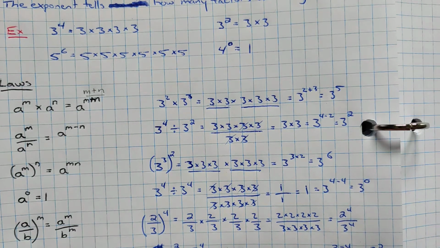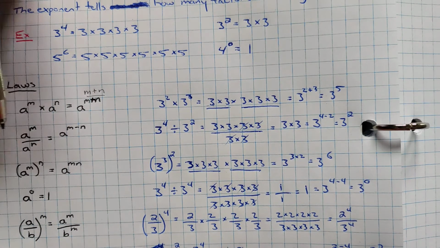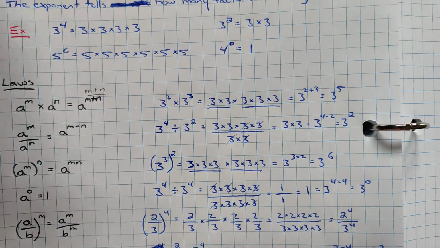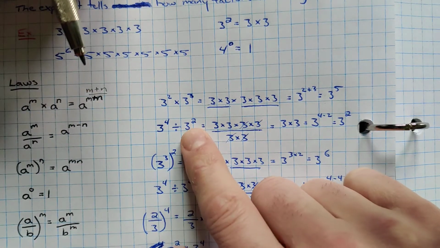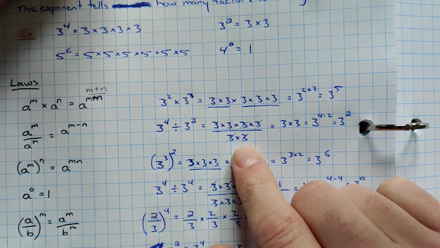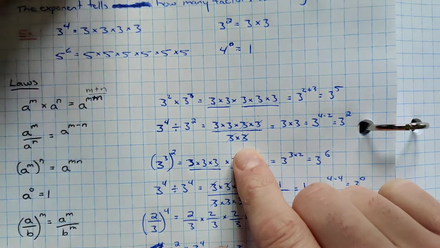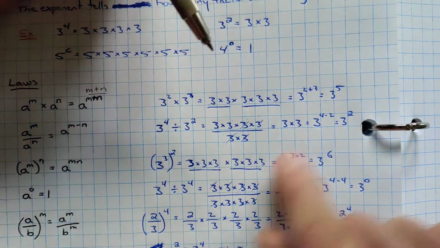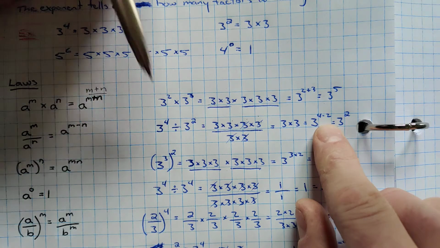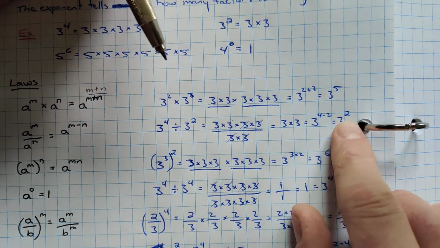In the case of division, it's the converse and we subtract the exponents. So a to the m over a to the n is a to the m minus n. So here we have 3 to the 4 divided by 3 to the 2. So I have 1, 2, 3, 4 3's over 2 3's. These pairs will cancel, and we're just left with 3 times 3, which is 4 minus 2, or 3 to the 2.